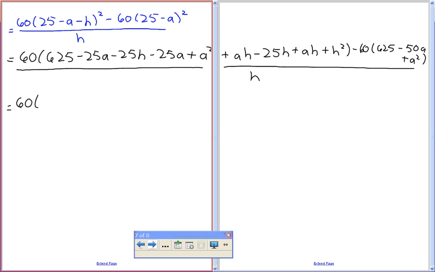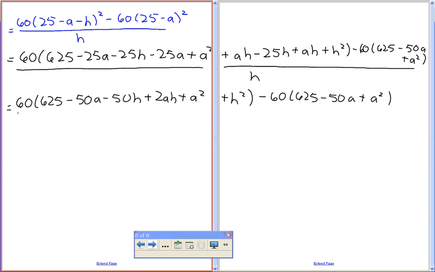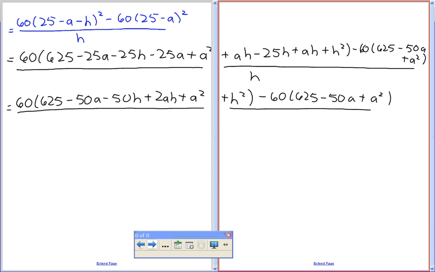Okay. This turns into 625 minus 50A minus 50H plus 2AH plus A squared plus H squared. Is that right? Minus 60 times 625. Okay. Does that look good? Is anybody with me here? If you're not, you're just FOILing, that's all we're doing here, right?